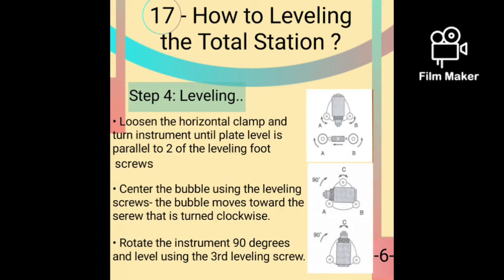Step 4. Leveling. Loosen the horizontal clamp and turn the instrument until the plate level is parallel to two of the leveling foot screws. Center the bubble using the leveling screws. The bubble moves toward the screw that is turned clockwise. Rotate the instrument 90 degrees and level using the third leveling screw.